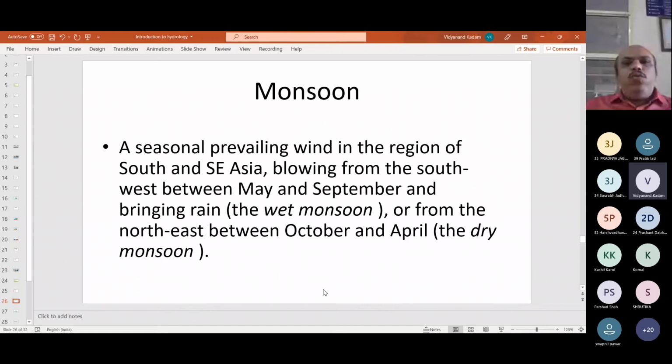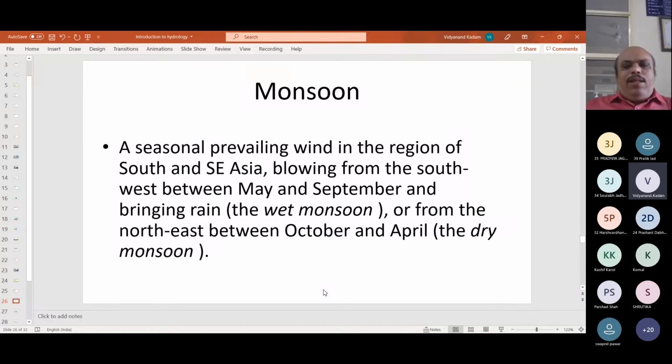The definition of the term monsoon. So what is monsoon? A seasonal prevailing wind in the region of South and Southeast Asia, blowing from the southwest between May and September and bringing the rain. So that is known as a wet monsoon. Or from the northeast between October and April, that is known as a dry monsoon.